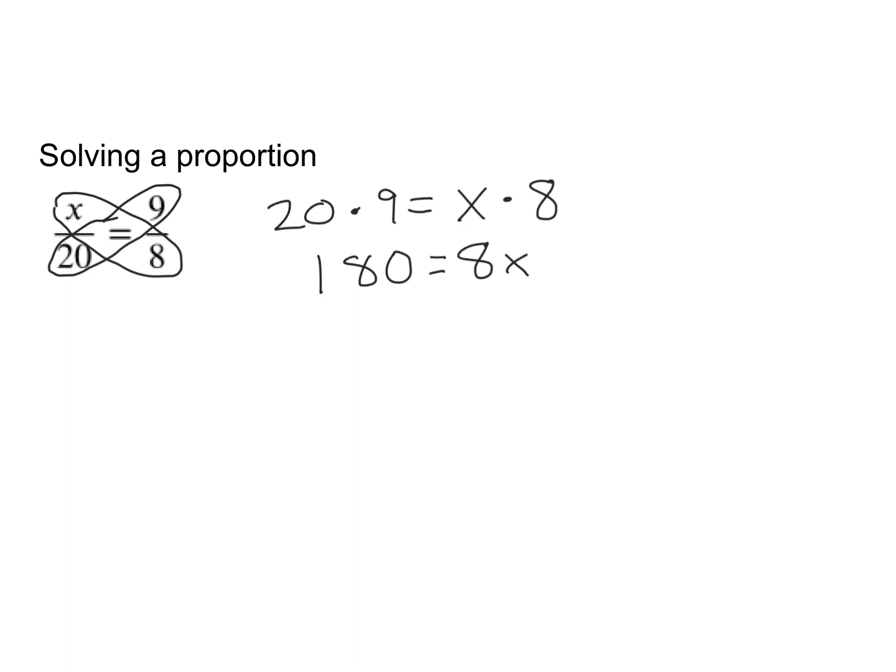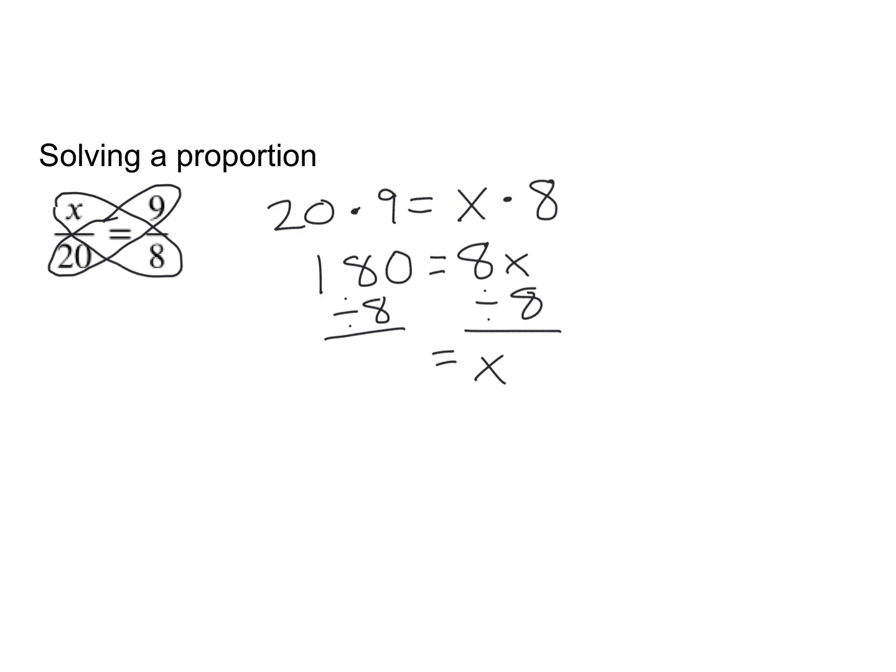Now, my next step is to figure out what is x, right? So I'm saying 8 times something equals 180. If I'm trying to figure out what the something is when I am multiplying, I am going to divide to undo that multiplication. So I'm going to divide by 8 on both sides. What I'm going to end up with is x equals 180 divided by 8.